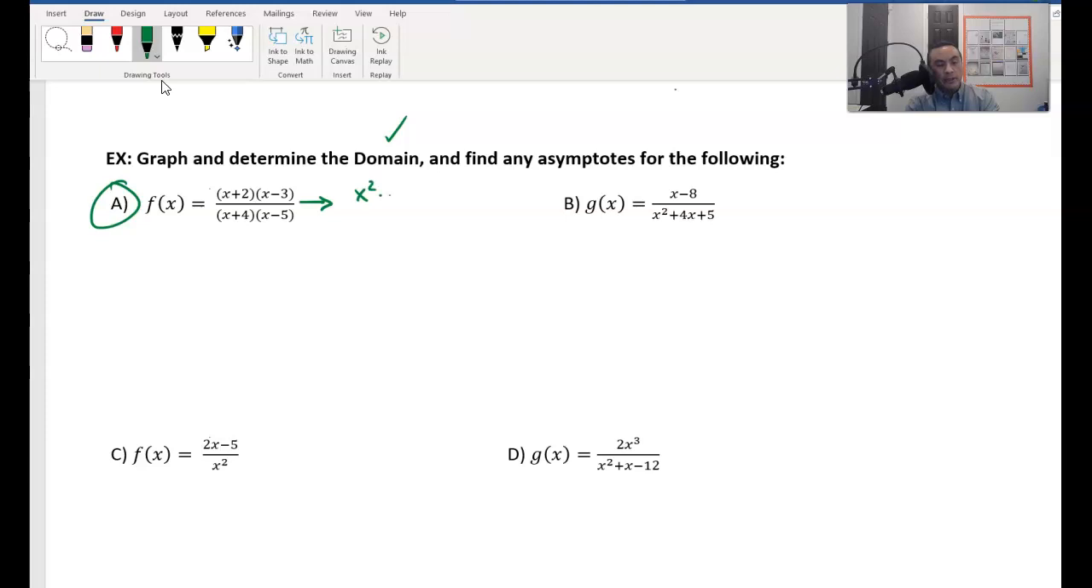FOIL method, I would get x squared. Well, I could do it. If I did it, I would get x squared minus x minus 6 if I do the FOIL method. And in the bottom, I would get x squared minus x minus 20.